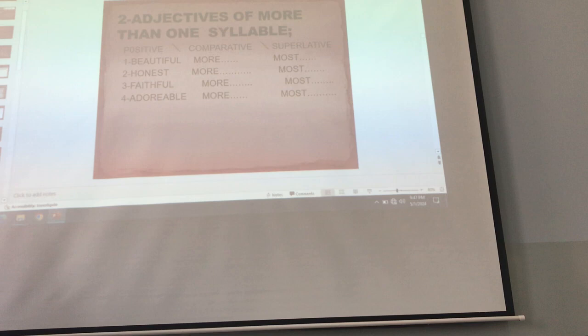Second is adjectives of more than one syllable. They are converted into comparative and superlative by adding more and most. For example, the comparative and superlative degrees of beautiful are more beautiful and most beautiful. Honest, more honest and most honest. Faithful, more faithful, most faithful. Adorable, more adorable and most adorable.